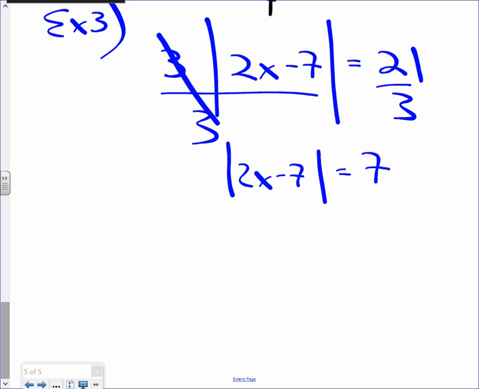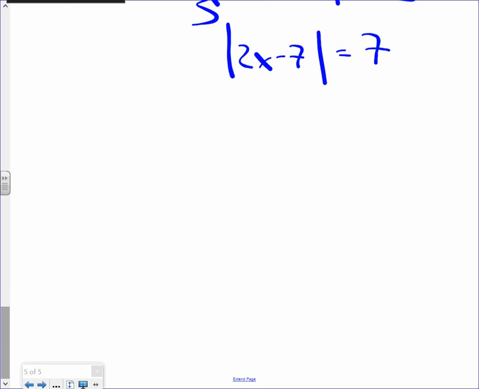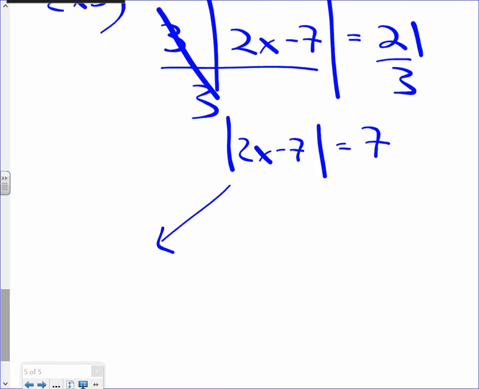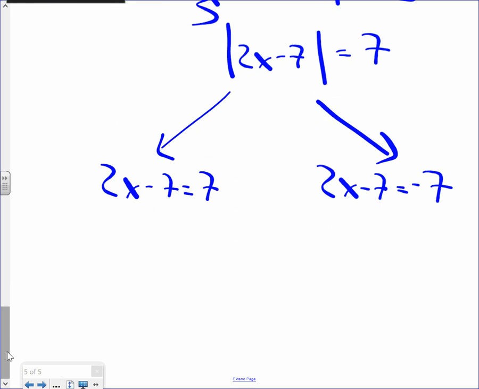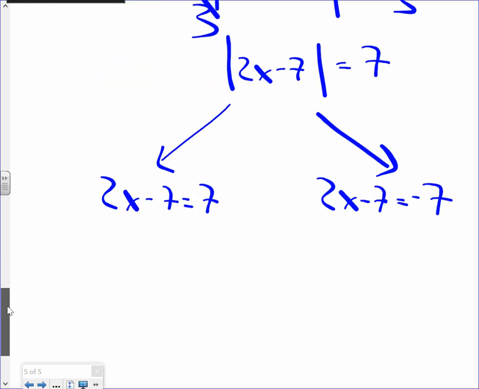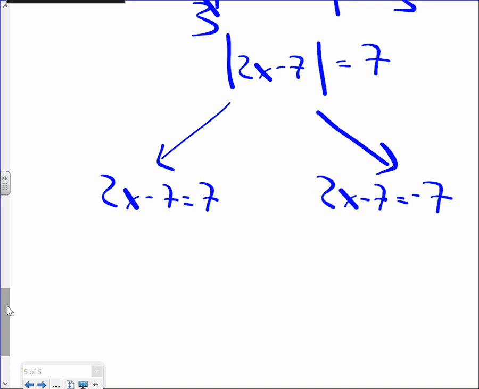Now that the absolute value is alone, now I can split it up into both of my separate equations, right? The first equation is 2x minus 7 equals 7. The second equation is 2x minus 7 equals negative 7. You guys are going to ace tomorrow's test, I know it. You sound determined. Let's try.